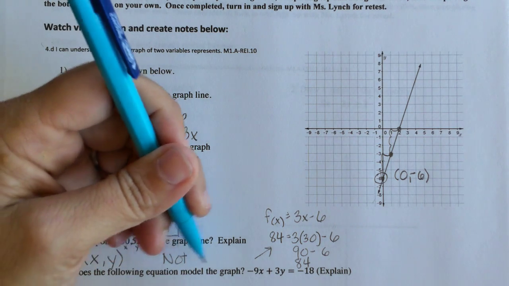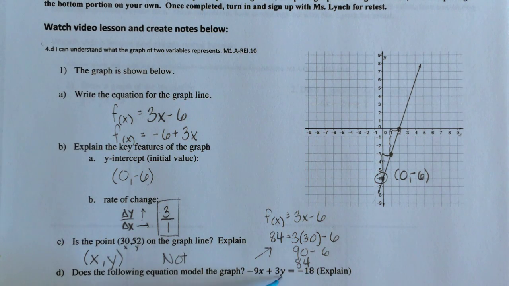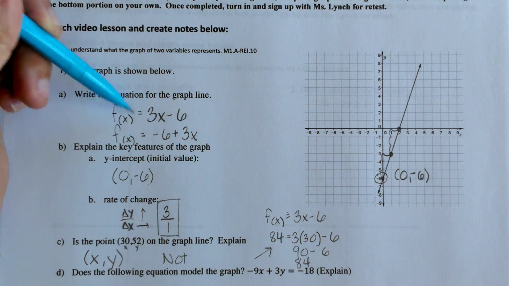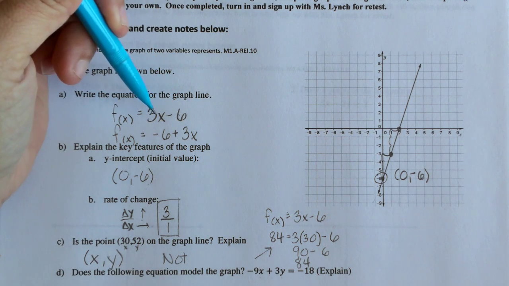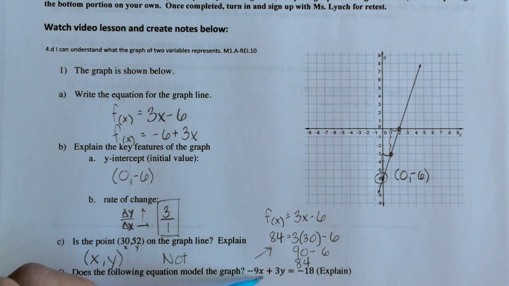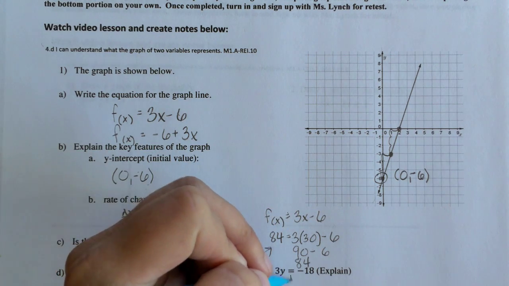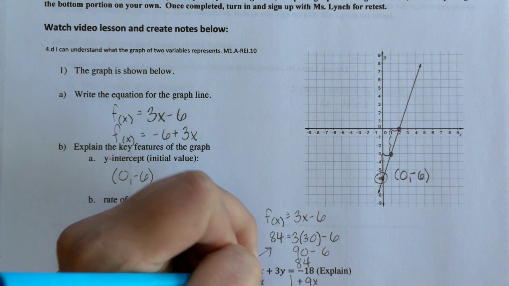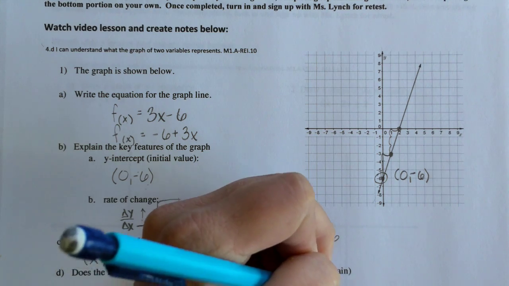Does the following equation model the graph? So here's another form of an equation. This is in standard form. It has an x and y on the same side, whereas this is in slope-intercept form. It's y equals or f of x equals, and then everything else is on the other side. I can see my slope and my y-intercept in that form. So we're going to go from standard form, and we're going to turn it into slope-intercept form so we see these key features show up. So just rearranging for y, so I'm going to subtract 9x, and I've got 3y equals negative 18 plus 9x.